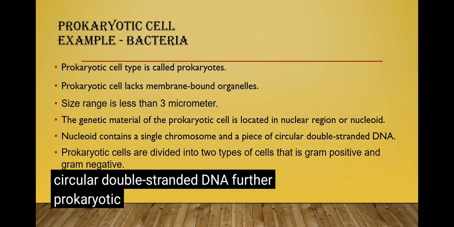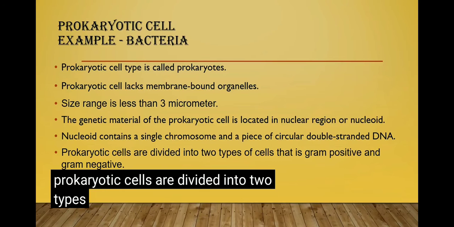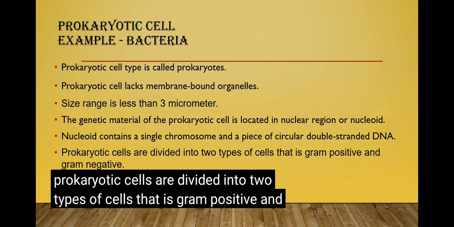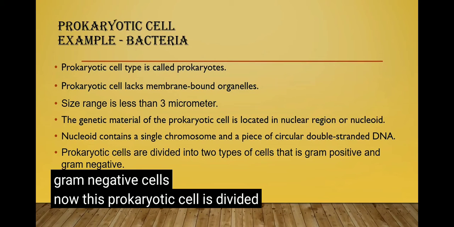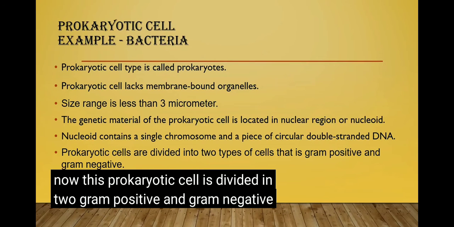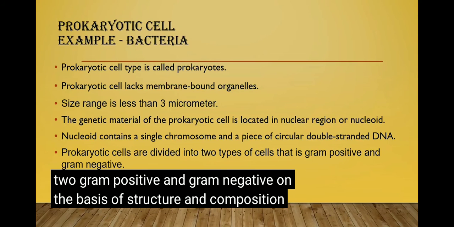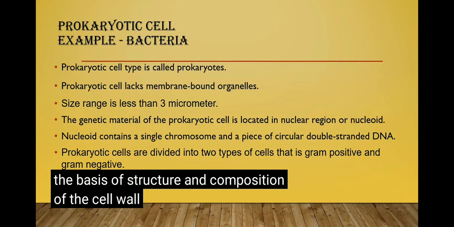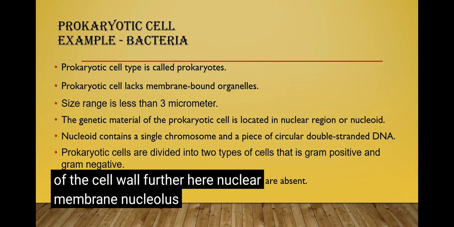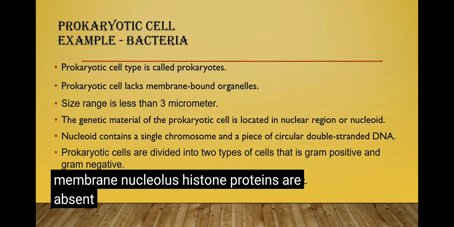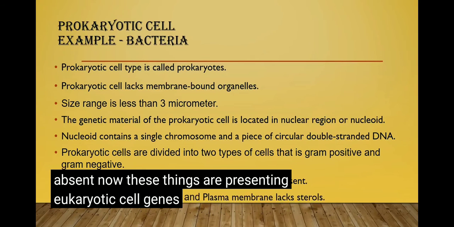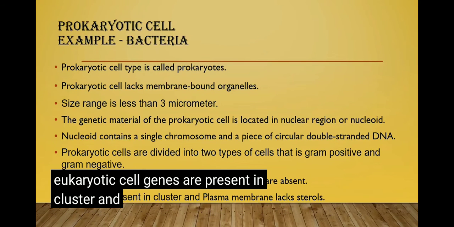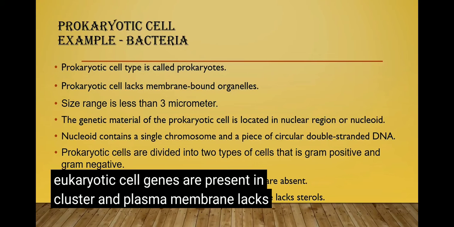Further, prokaryotic cells are divided into two types of cells, that is gram-positive and gram-negative cells. Now this prokaryotic cell is divided into gram-positive and gram-negative on the basis of structure and composition of the cell wall. Further, here nuclear membrane, nucleolus, histone proteins are absent. Now these things are present in eukaryotic cell. Genes are present in cluster and plasma membrane lacks sterols.